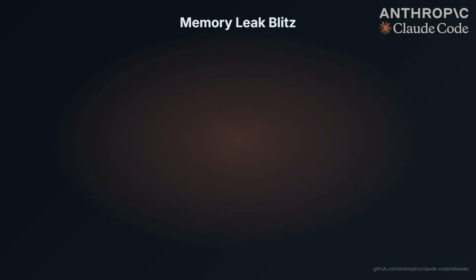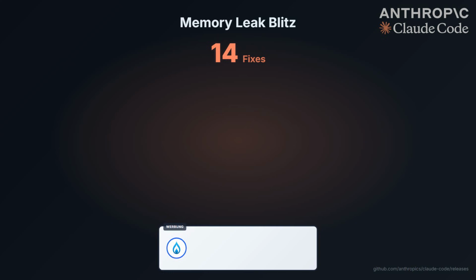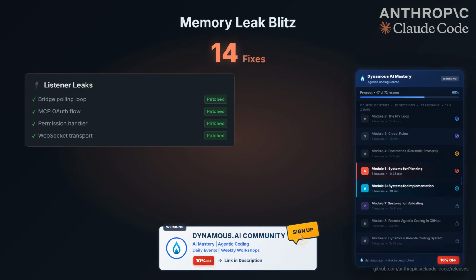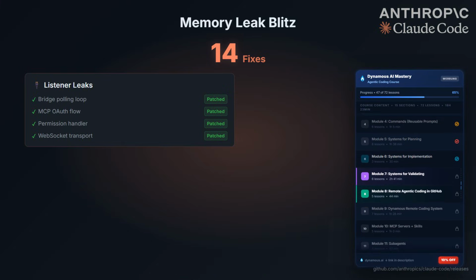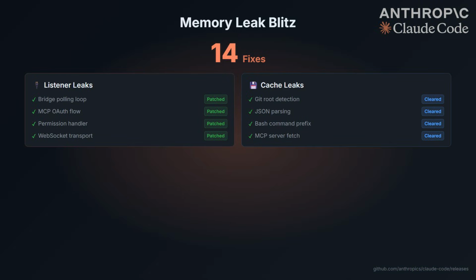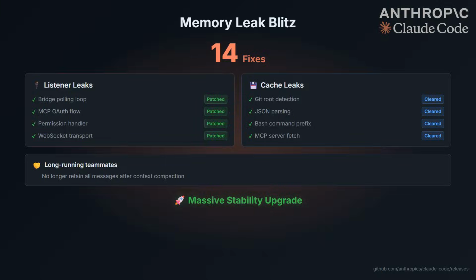The headline of this release: 14 memory and listener leak fixes. Listener leaks in the bridge polling loop. MCP OAuth flow, permission handler, and WebSocket transport, all patched. Cache leaks in Git root detection, JSON parsing, bash command prefix, and MCP server fetch, all cleared. Long-running teammates no longer retain all messages after context compaction. This is a massive stability upgrade.